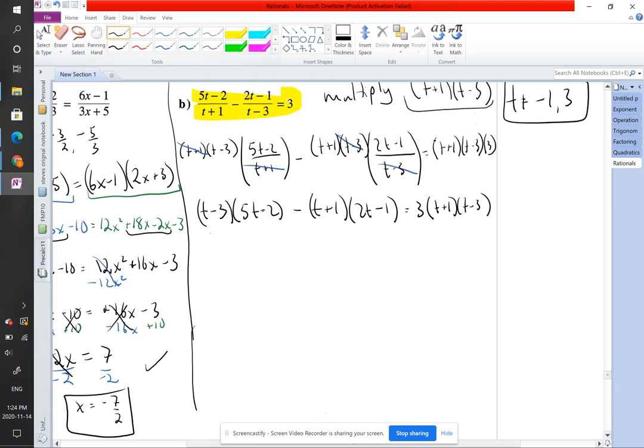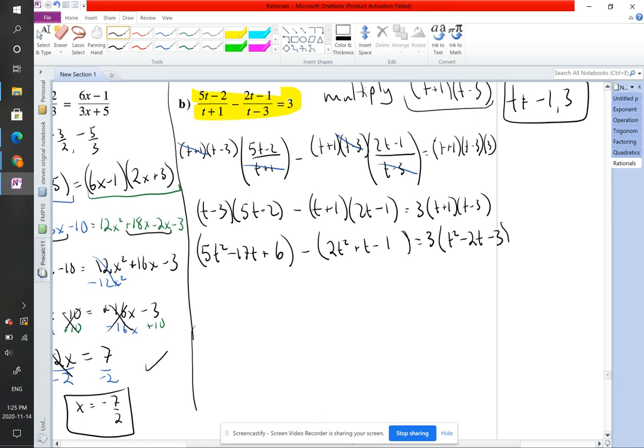So we're going to FOIL the first term, and we're going to get 5t squared minus 17t plus 6. And then we're going to FOIL the second term, where we're going to get 2t squared plus t minus 1. And that's all going to equal, well, if we FOIL, I'm just going to do this over here. Or no, let's do this 3. And then if we FOIL that, we get t squared minus 2t minus 3.